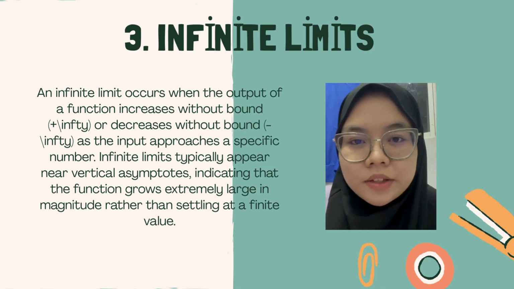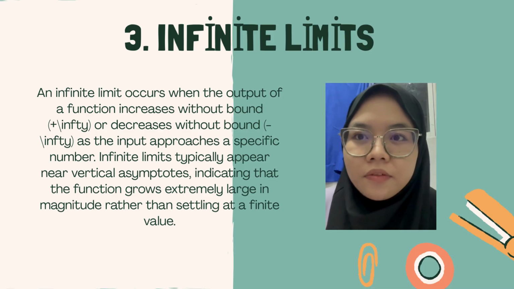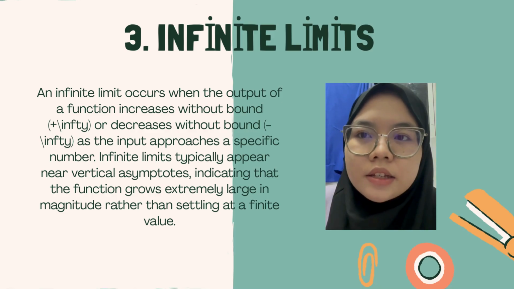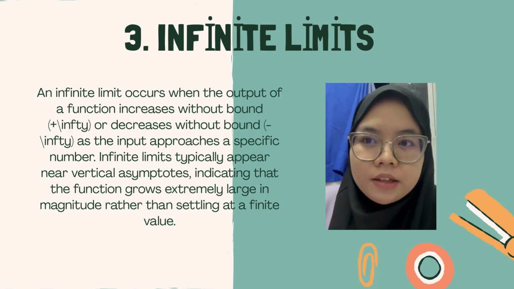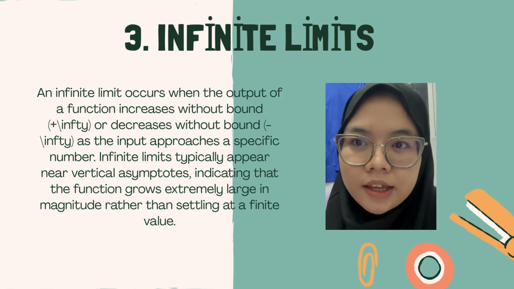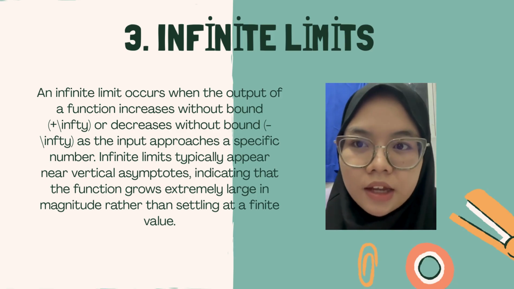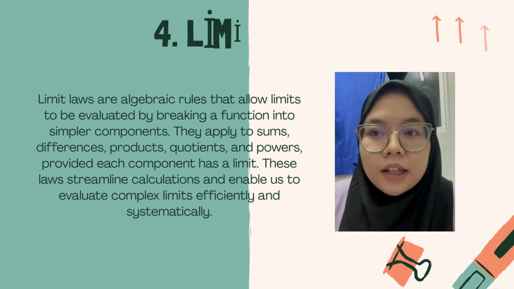Infinite limits. Number 3. An infinite limit occurs when the output of a function increases without bound, positive infinity, or decreases without bound, negative infinity, as the input approaches a specific number. Infinite limits typically appear near vertical asymptotes, indicating that the function grows extremely large in magnitude rather than settling at a finite value. Number 4, limit laws.